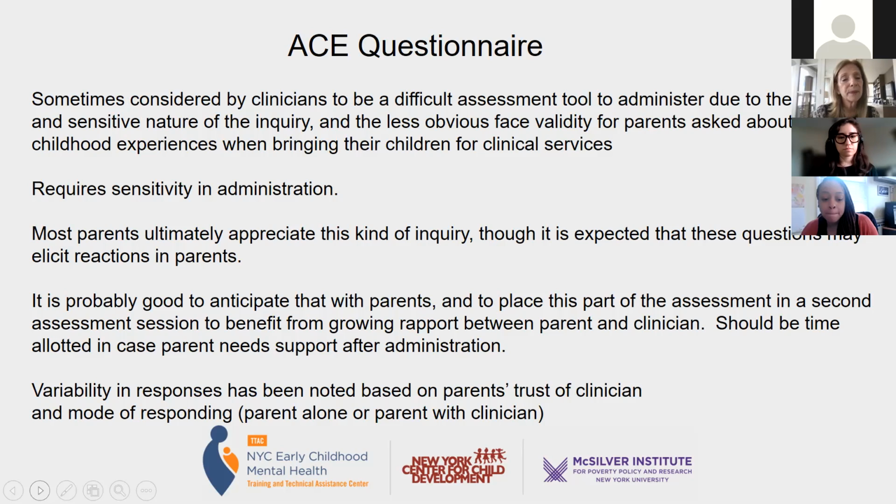This is the scale that clinicians most often struggle with, if they're going to struggle with anything, because of the personal and sensitive nature of the questions, and also because of the less obvious face validity for parents who are asked about their own childhood experiences when they bring their children for clinical services. So it does require sensitivity in administration.